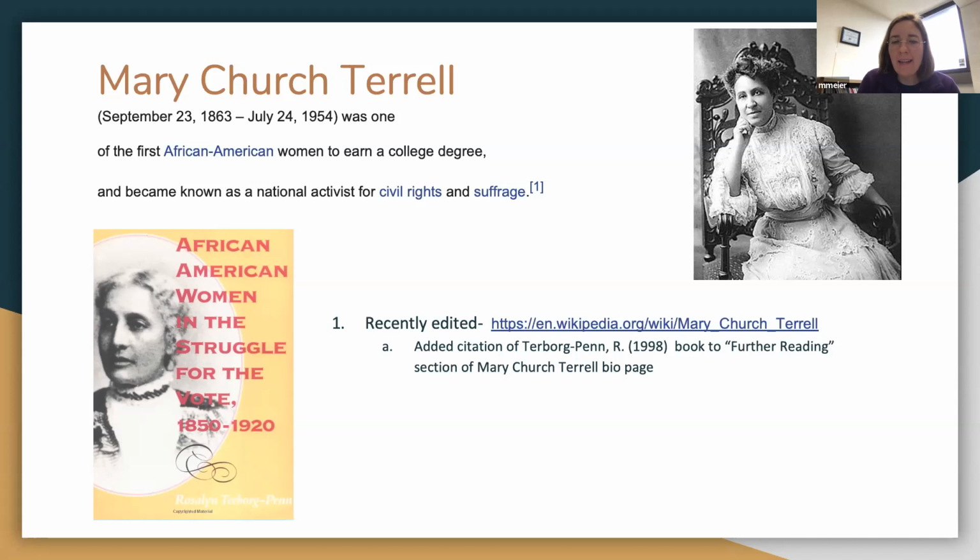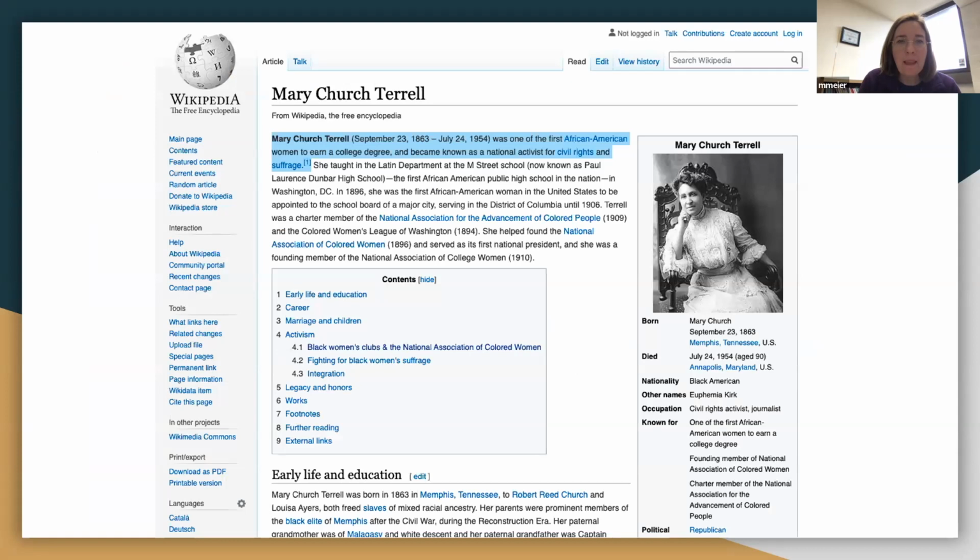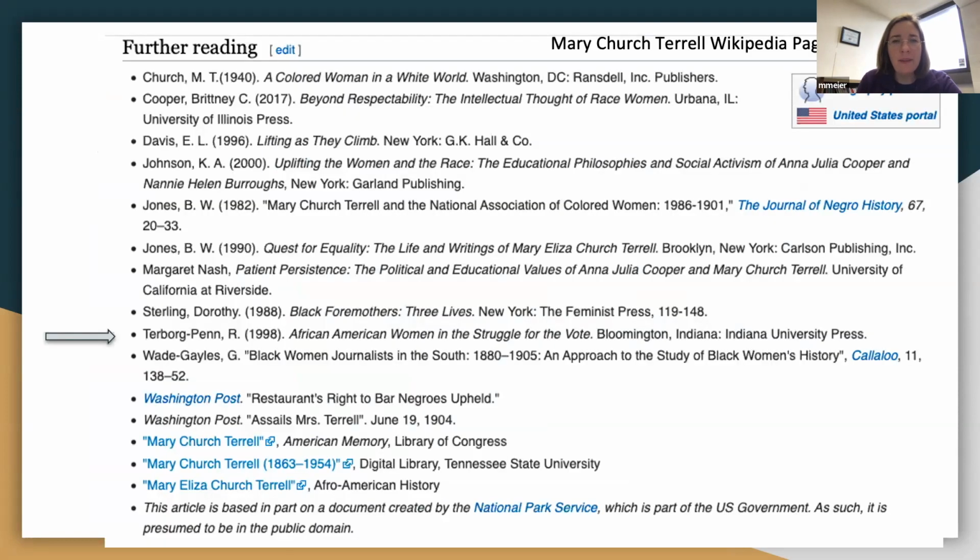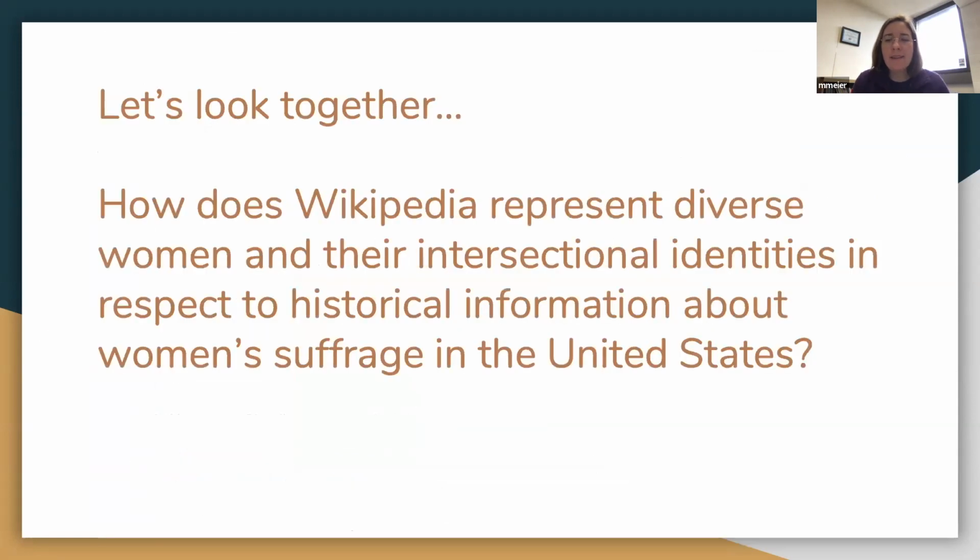So I didn't add a citation to a specific idea, but this was my first edit to Wikipedia. And that's how Leslie Sotomayor coached me on how to get started. And then she and I have come up with another list of things to do to continue this work. So this is an invitation that I would like to invite all of us to consider together today. So let's look at Wikipedia and ask this question. How does Wikipedia represent diverse women and their intersectional identities in respect to historical information about women's suffrage in the United States?